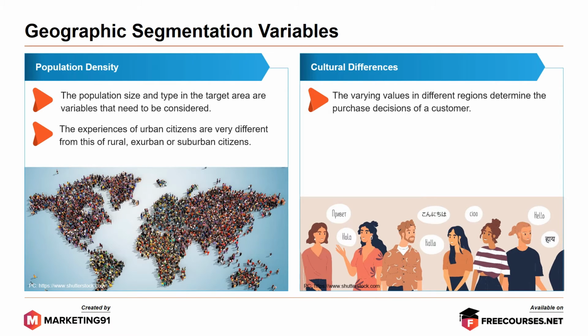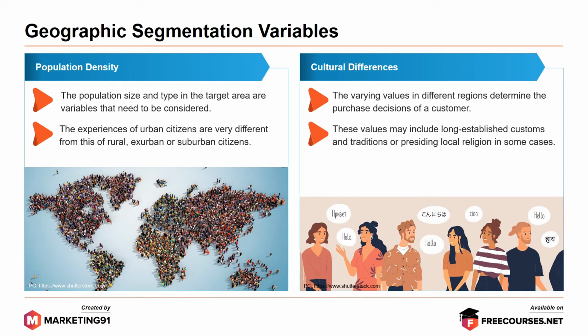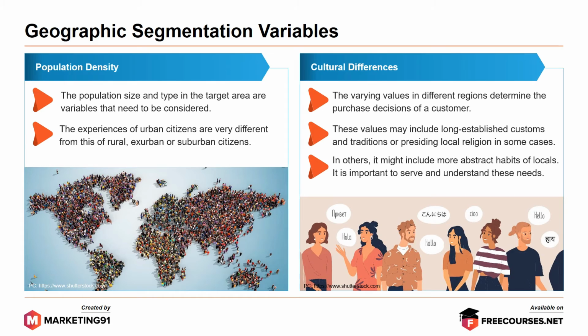Varying values in different regions determine the purchasing decisions of a customer. These values may include long-established customs and traditions or presiding local religion in some cases. In others, it might include more abstract habits of locals. It is important to serve and understand these needs. Religious food restrictions are the most usual considerations that need to be made by food manufacturers.